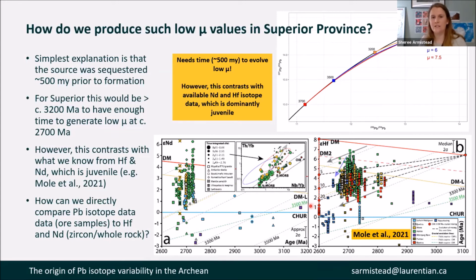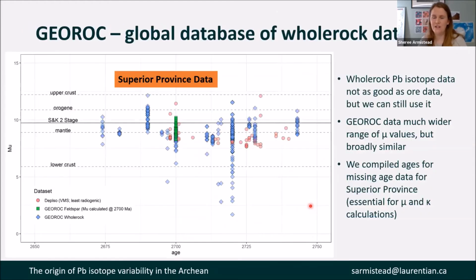To look at this in more detail, we really need to be able to compare the lead isotope data directly with the hafnium and neodymium data. One of the original aims of this project was to collect those other isotope data, like neodymium, from the exact samples where we have lead isotope data, but unfortunately with COVID and everything, we just haven't been able to do that. So to push this idea forward a bit, we've used the GeoRock database, which is obviously not as good as getting our own new data, but we can look at this to see preliminarily what might be going on here.